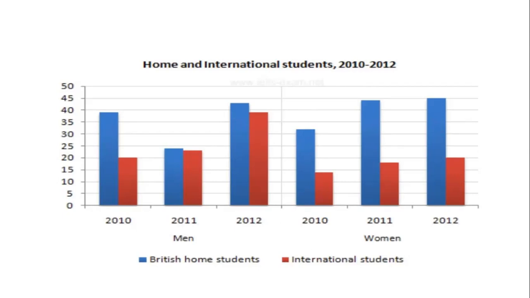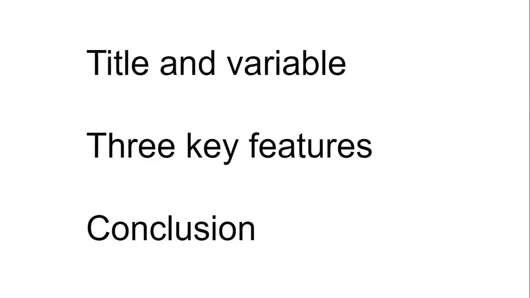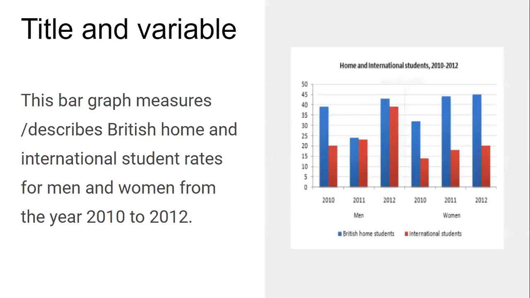So two important things you have to keep in mind while saying the first line of description of an image: one, title, and two, variable. Variable here stands for the x-axis, right? So title and variable, that is the first thing that needs to be spoken. Second important thing is three key features. This I'll tell you in a while how to go about it. And the third is conclusion. If you speak these three things correctly, you're done with it.